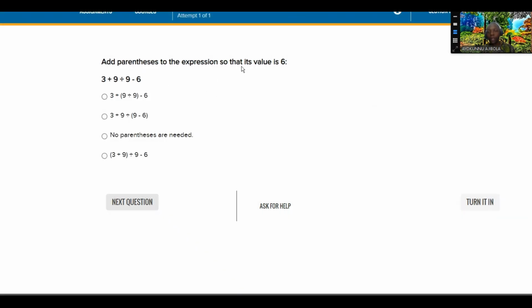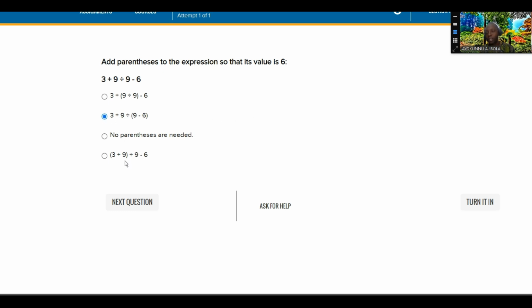Add parentheses to make the value 6. Okay. If we want to make the value to be 6, let's check all of them, okay? For this parentheses, 9 divided by 9 is 1. 1 plus 3 is 4. 4 minus 6 cannot give us 6. The other one, 9 minus 6 is 3, and 9 divided by 3 is 3. So 3 plus 3 can give us 6, okay?